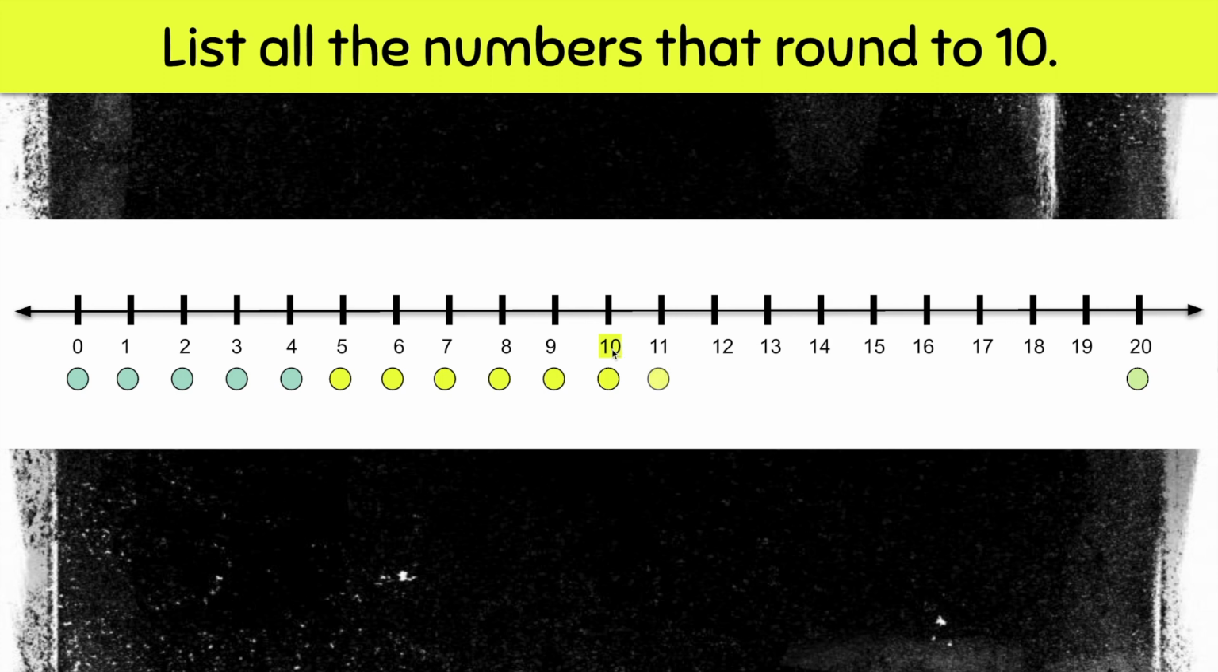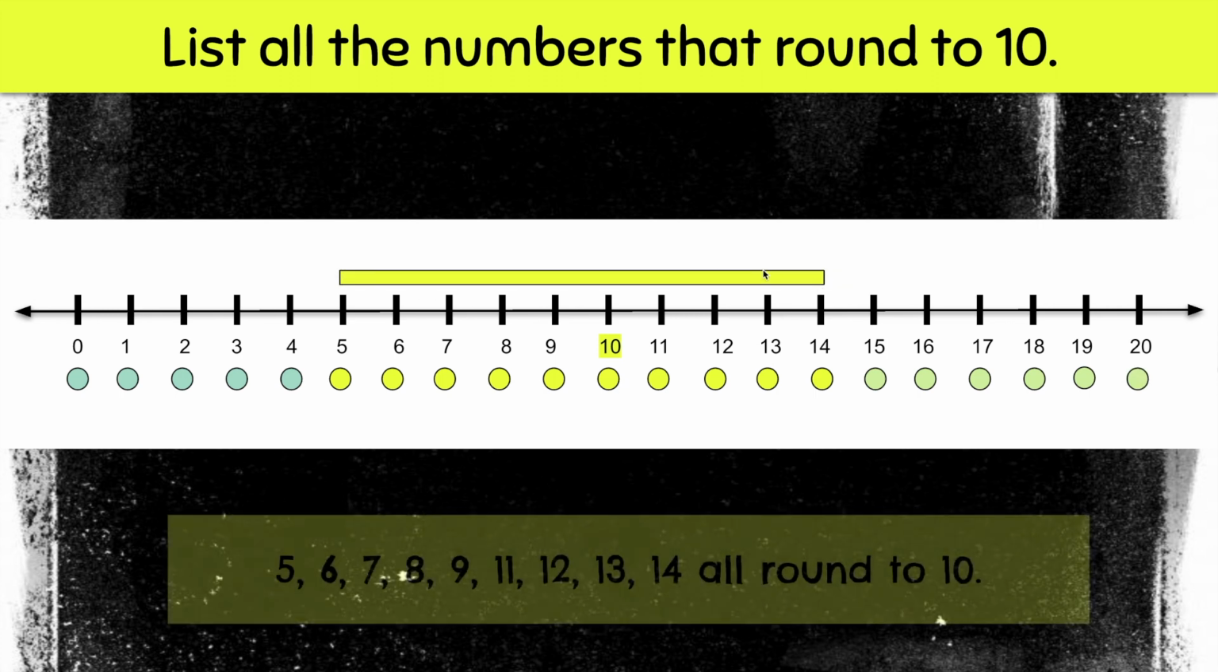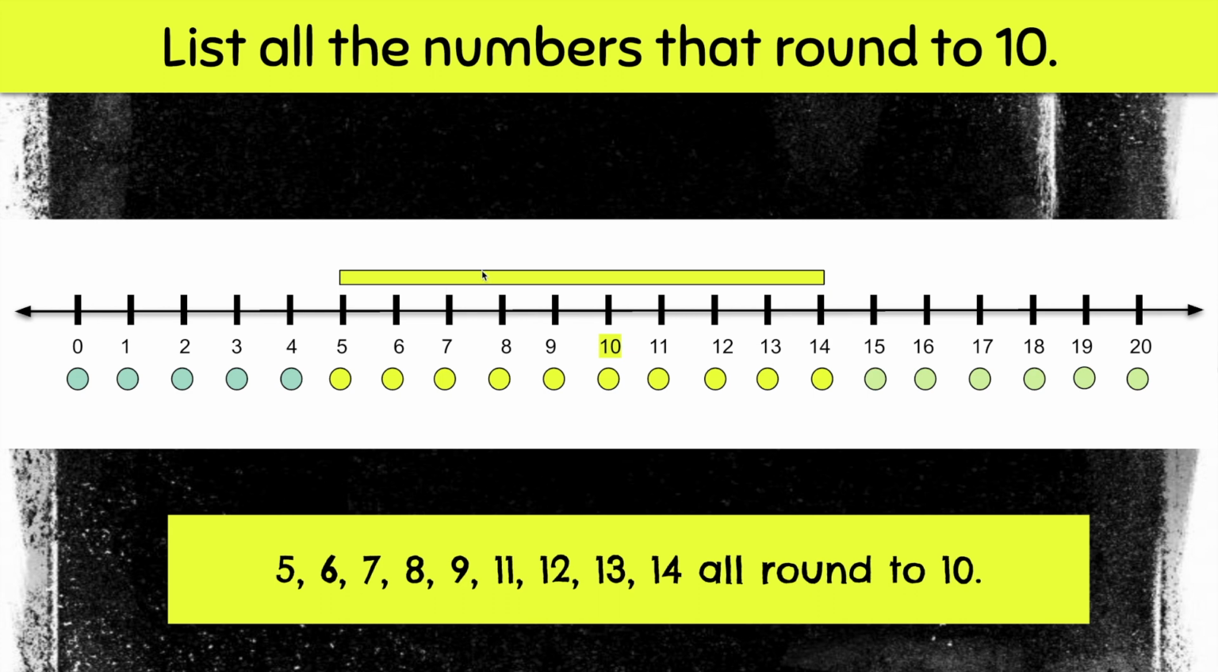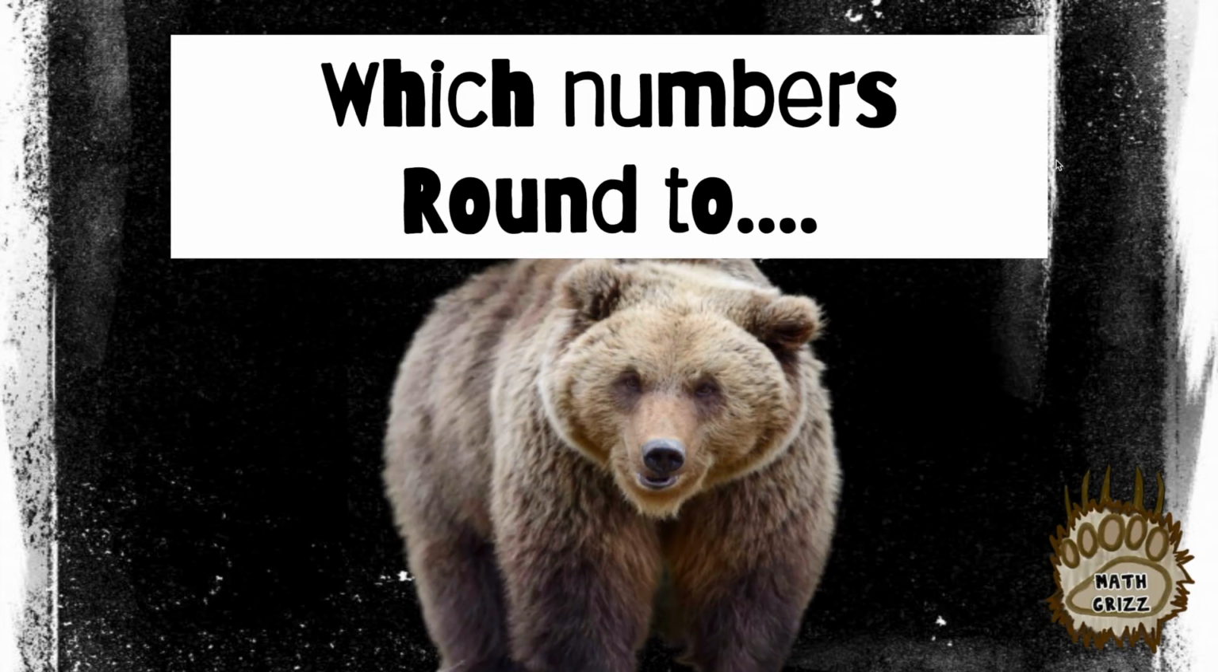So 11 is closer to 10, 12 is closer to 10, 13 is closer to 10 than 20, 14 is also closer to 10 and further away from 20. Now 15 will round up to 20, 16, 17, 18, and 19 are all closer to 20 and further away from 10. So we know that from 5 to 14, all of those numbers, 5, 6, 7, 8, 9, 11, 12, 13, and 14 all round to 10.